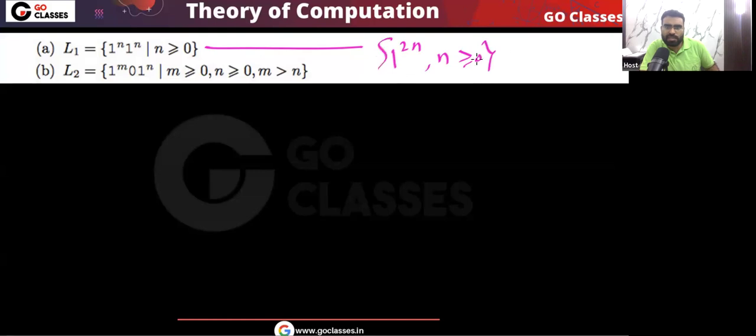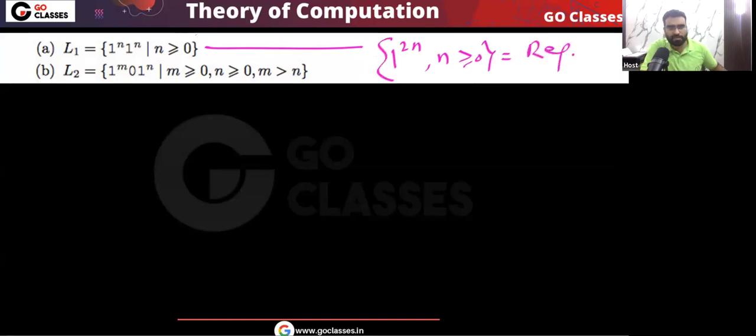What about these two questions? Please tell me the answer. Which of them is regular, which of them is non-regular? Let's look at L1. What is L1? Just understand the language. This is just 1 power 2n. Yes or no? It is regular. Why? Because this is just 1 power 2n, where n is greater than equal to 0. This is just even number of ones. So this is actually regular.